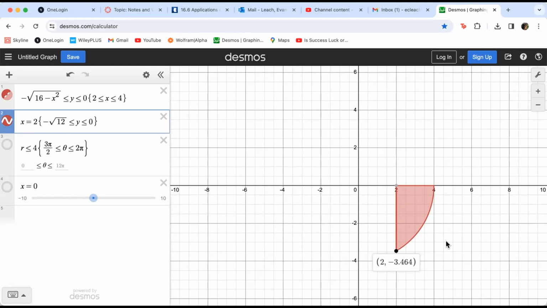3.464 is the approximation of the square root of 12 with 4 significant figures. But here we have the description that we came up with last Wednesday. What's x between? Y is between negative root 12 and 0, and x is between 2 and 4.